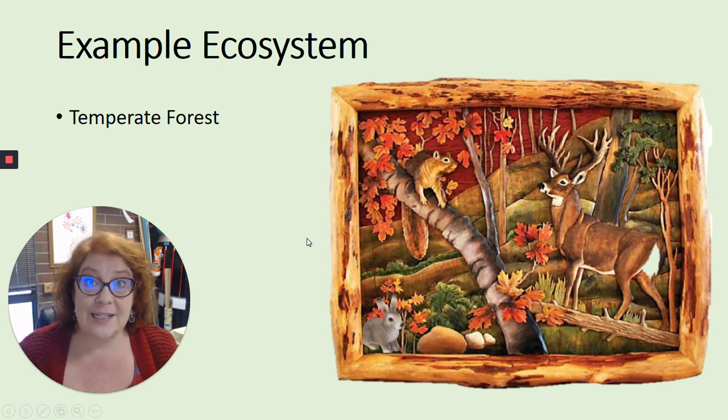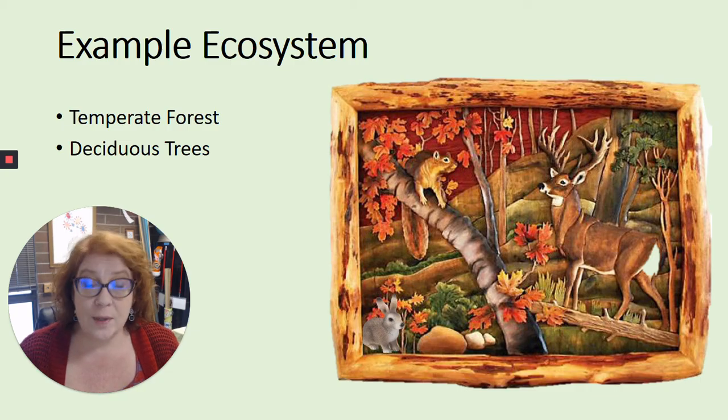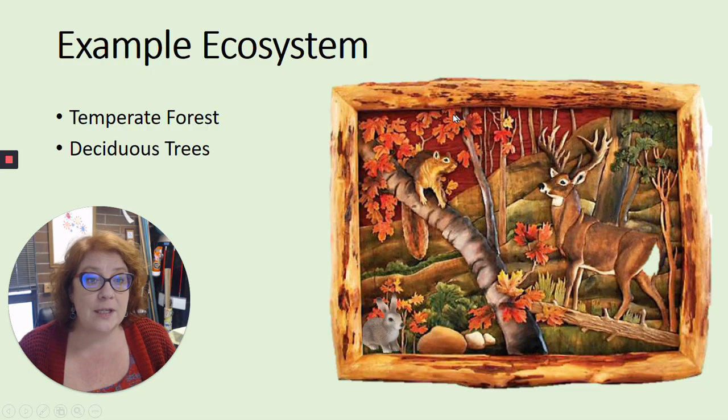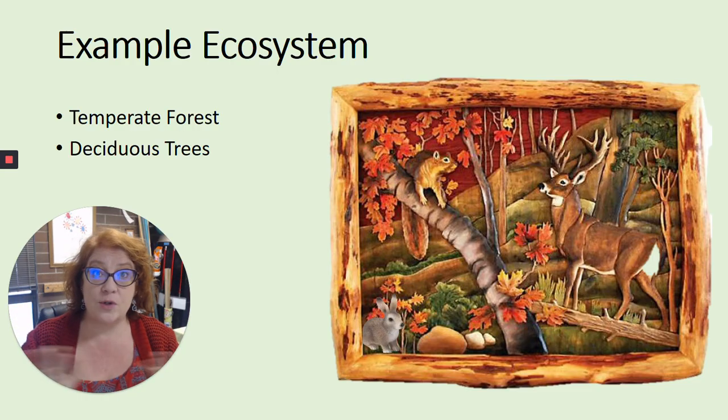This is the temperate forest ecosystem. Now we have quite a lot of temperate forest around us, around here. You know it's a temperate forest because it's got deciduous trees in it. Deciduous trees are the ones, see right here in this picture, where the leaves turn yellow and orange and fall off in the fall time, and then in the winter there's no leaves at all. Then in the spring, new leaves come out again.